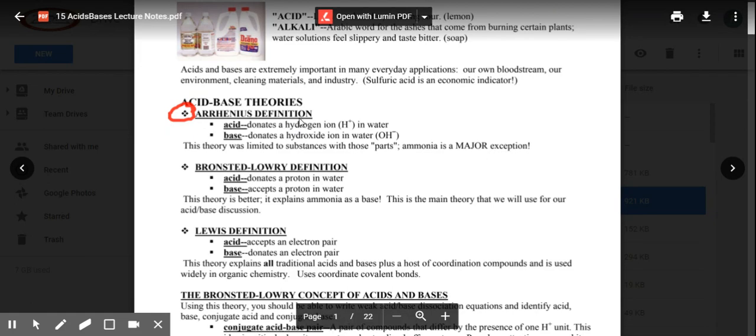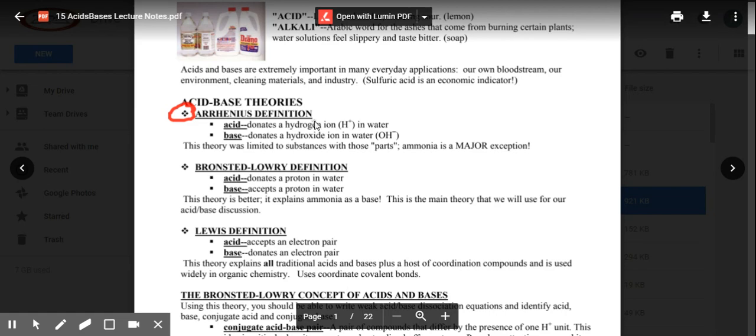The Arrhenius definition says that the acid donates a hydrogen ion, which is an H+, in water. So a hydrogen ion is being donated by the acid. The base donates a hydroxide ion in water. So it's donating an OH minus. So this is called the Arrhenius definition.